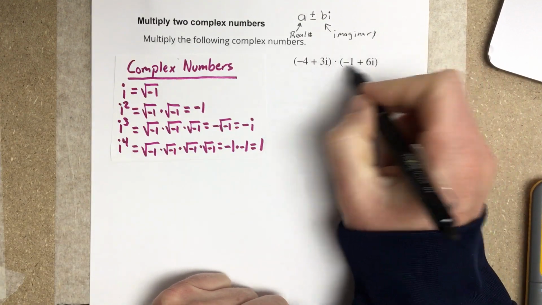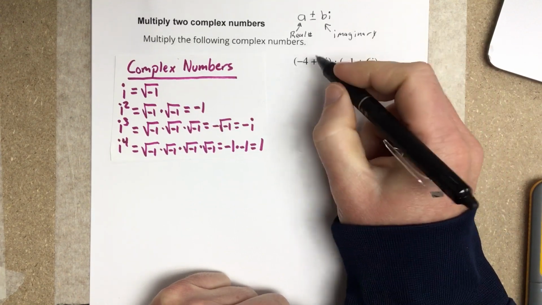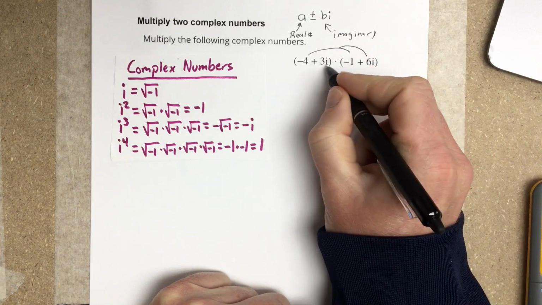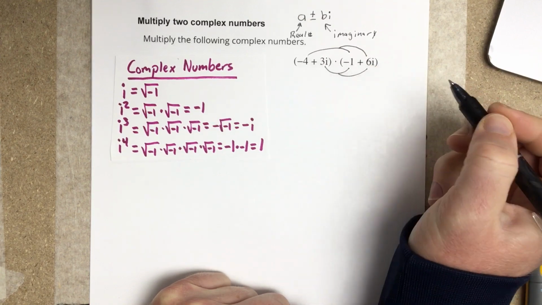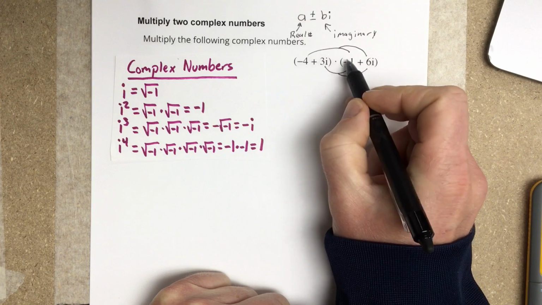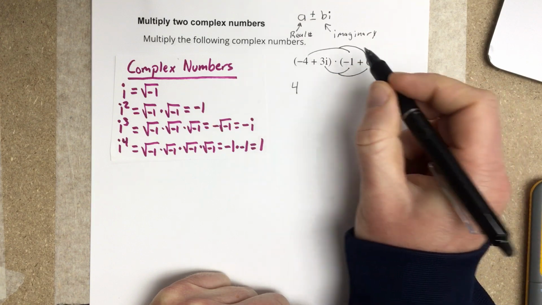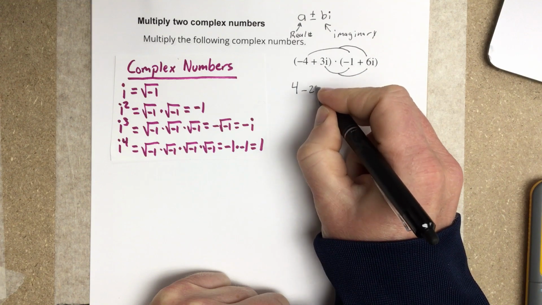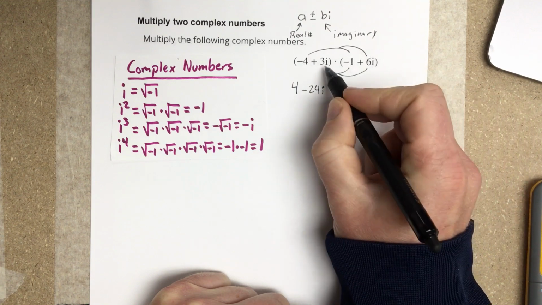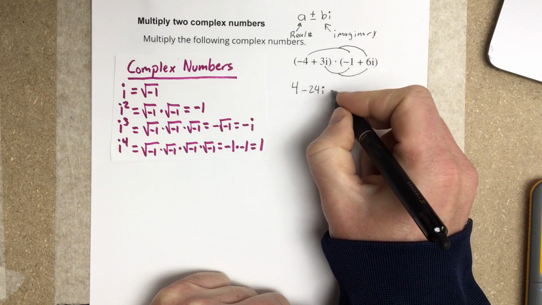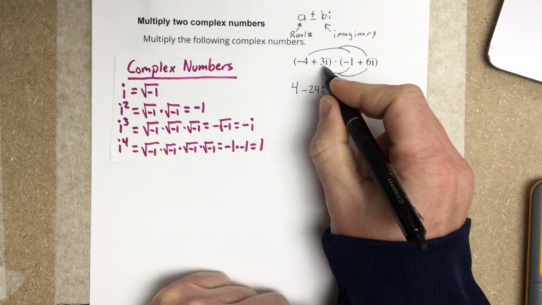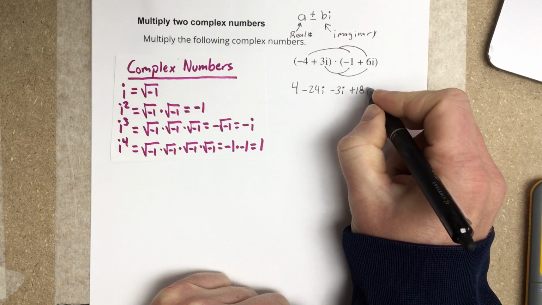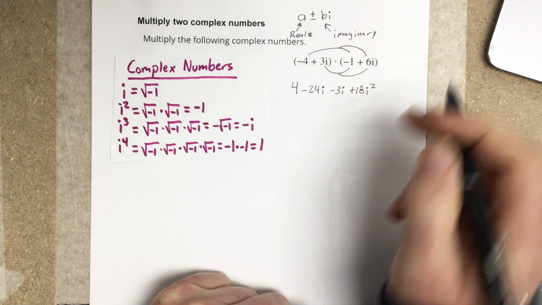When we go to multiply, we're going to distribute just like normal. So we're going to take -4 times -1, then -4 times 6. We're also going to take 3i times -1 and then 3i times 6i. -4 times the -1 would be 4. -4 times 6i would be -24i. 3i times -1 is -3i. And then 3i times 6i is 18i squared, because I take i times i there.